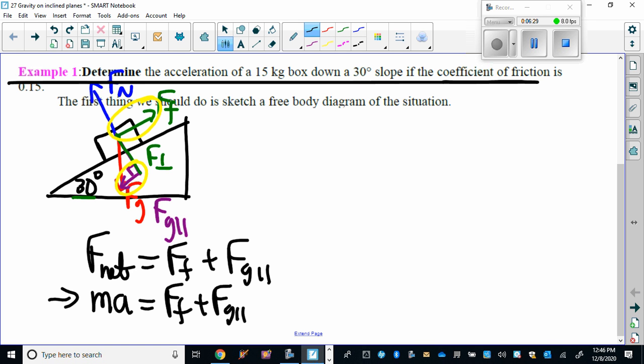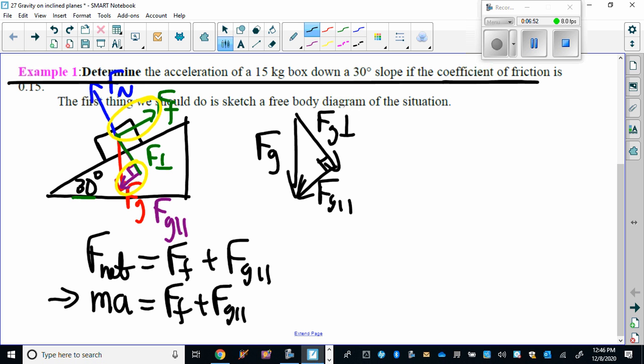Let's separate this into components first. We already said that the force of gravity going down has an x component and a y component. Not really x and y, but a parallel component and a perpendicular component, and this component here is Fg. Can we calculate any of those? Yes, we can. Fg is mg.